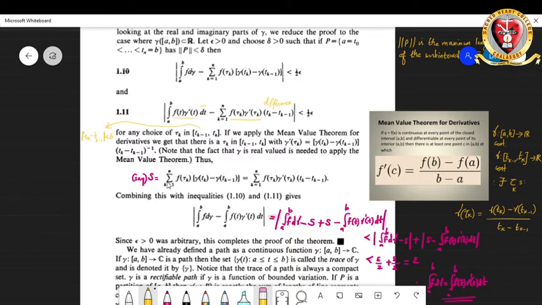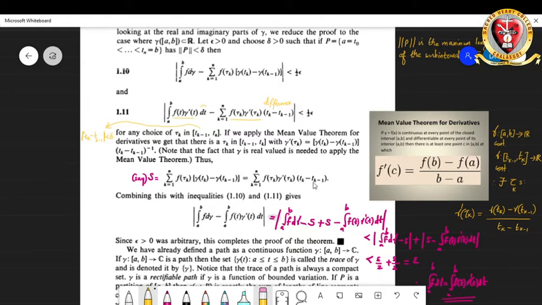Now consider this summation. The first summation we had from theorem 1.4, which came like this in the inequality, that is the summation k = 1 to n of f(τk) into (γ(tk) − γ(tk−1)). I'm calling it S. That is equal to, so instead of this γ(tk) − γ(tk−1), I can say that is equal to γ'(τk) into (tk − tk−1).